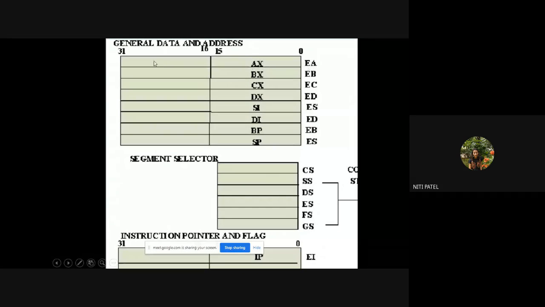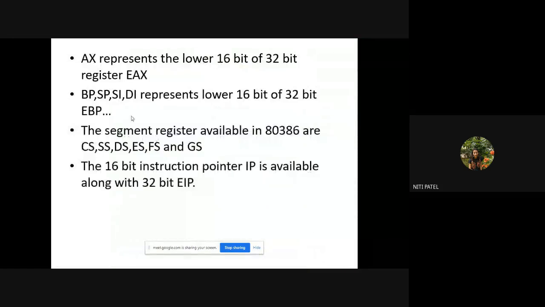This AH will be what? It will be the higher bits of the accumulator. Similarly, higher bits of base register, higher bits of count register, higher bits of data register, higher bits of source index, higher bits of destination index, higher bits of base pointer, higher bits of stack pointer. Again, this base pointer, stack pointer, source index, and destination index were 16 bits. Now they have become extended versions with 32 bits.